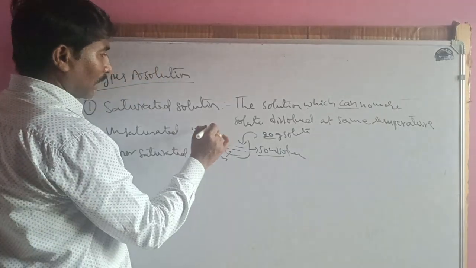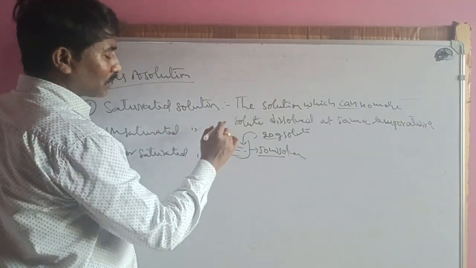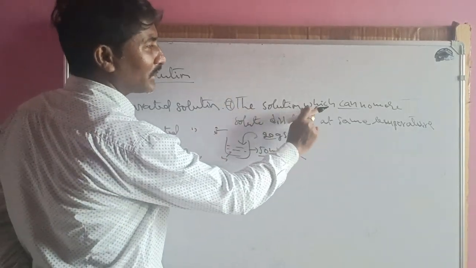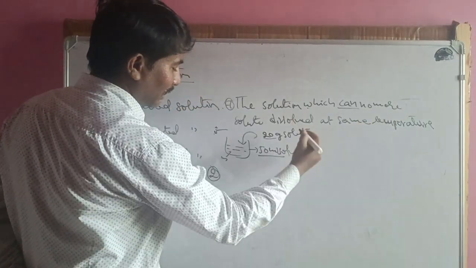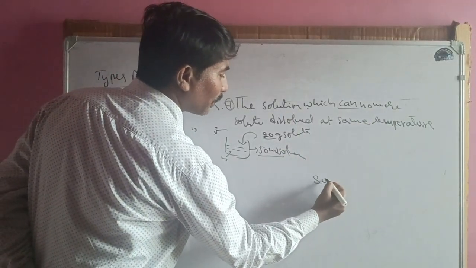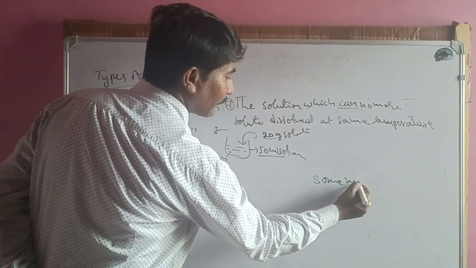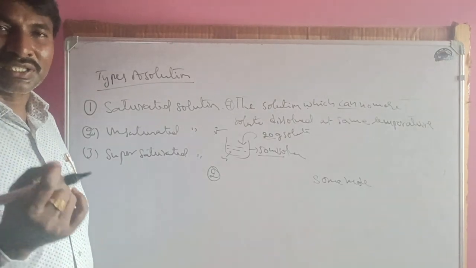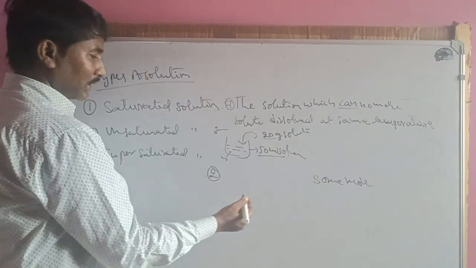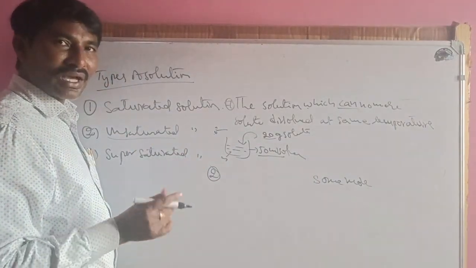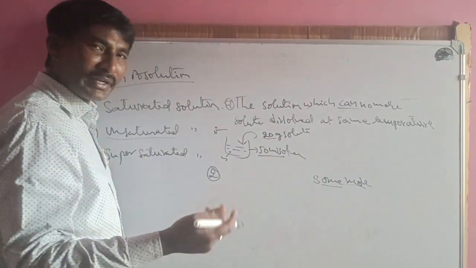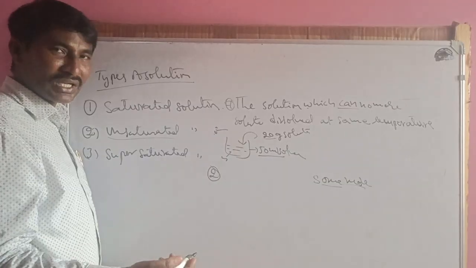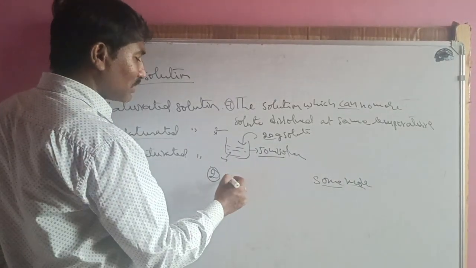Then the second one is unsaturated solution. It is a solution which can still dissolve some more solid at a given temperature, the same temperature. Some more solid can be dissolved, and that type of solution is called an unsaturated solution.